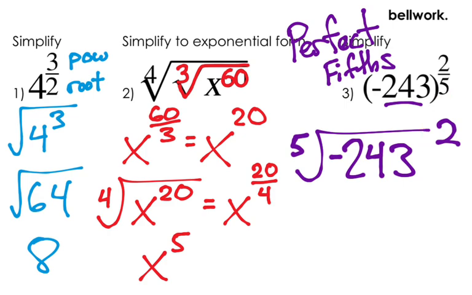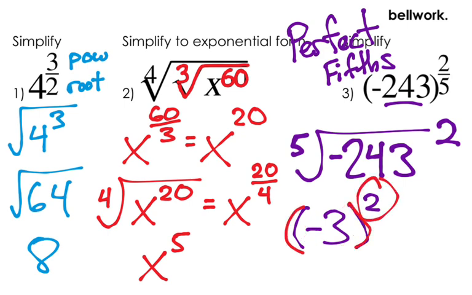Now, you always want to try to make the number smaller before you apply the exponent, meaning the 5th root of 243 is what you would want to find first. And since the 5th root of negative 243 is going to be negative 3, that is what would go inside of a set of parentheses with the power of 2.